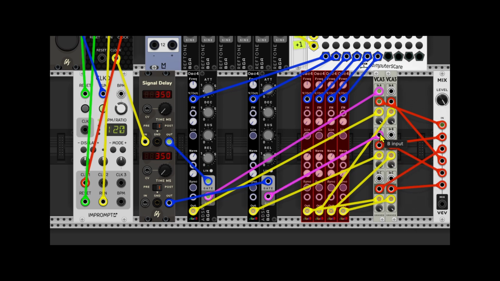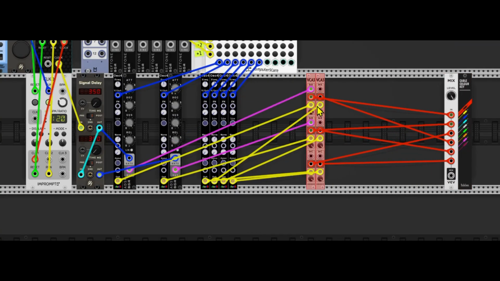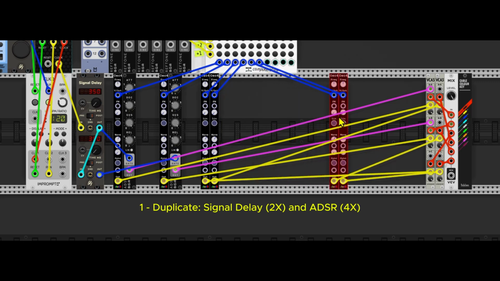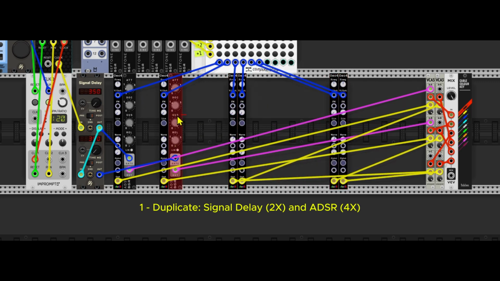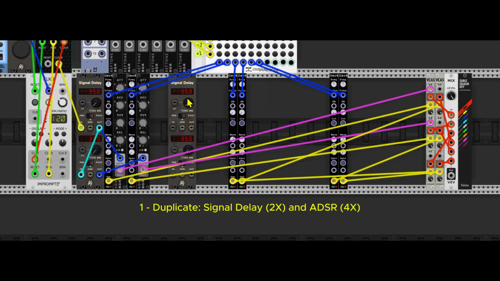To manage the time shift between the first and second VCOs, the output of the first signal delay is patched to the input of the second signal delay located at the bottom of the module. We now duplicate the signal delay and ADSR modules to cascade this pattern across the 4 remaining VCOs. Each ADSR module will therefore be triggered by the output of the previous signal delay module.